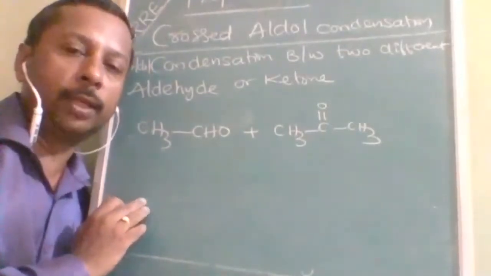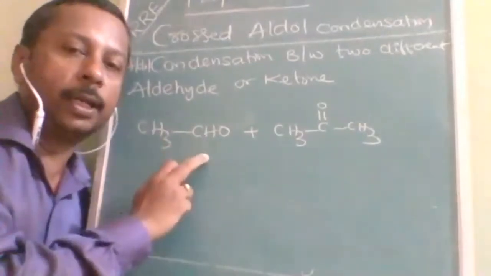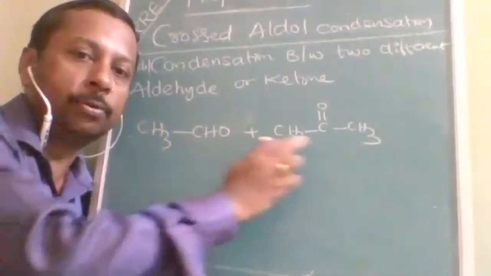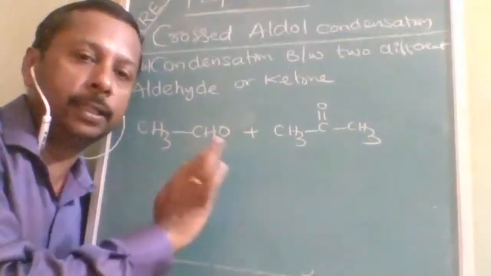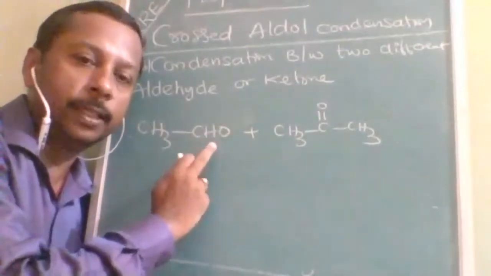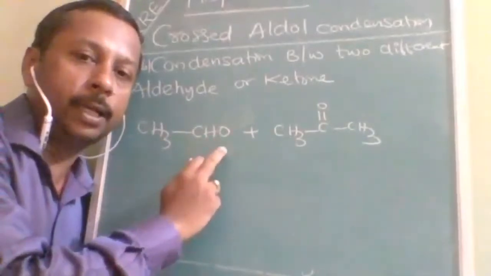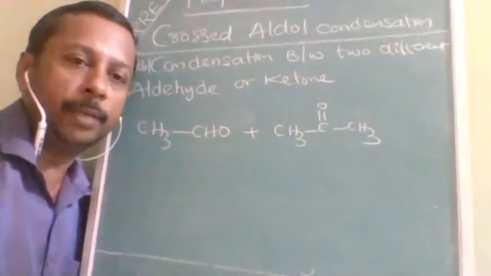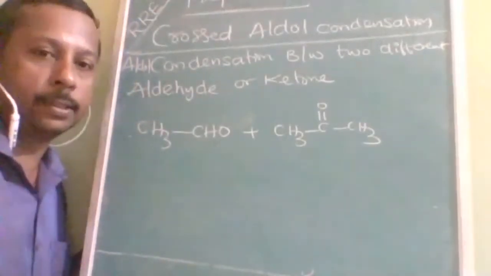Now we are going to take 2 moles, and the two are different. 1 mole is aldehyde, another mole is ketone. It is not necessary that both should be aldehyde or both should be ketone; both should be different. Anything is possible. For easiness, I am taking the extreme condition, one aldehyde and one ketone. So again, there will be many chances of aldol condensation.